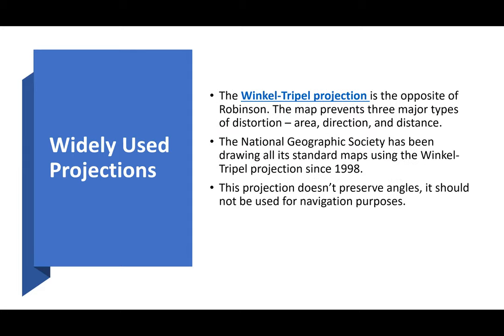And then Winkel-Tripel. It's the opposite of Robinson. The map prevents three major types of distortion: area, direction, and distance. National Geographic Society has been drawing all of its standard maps using the Winkel-Tripel projection since 1998. I don't know if you get National Geographic, it's one of the magazines that I read a lot, particularly because of its maps, so that you can make the association now. Winkel-Tripel projection is used on National Geographic Society maps.